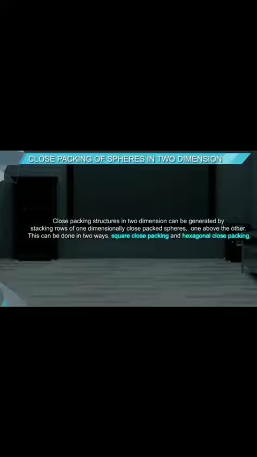Now, close packing of spheres in two dimension. The closed packing structures in two dimension can be generated by placing the rows of close packed spheres one above the other. Now these rows are arranged in one dimension and we are going to place these rows one above the other. Now there are two ways of placing the second row over the first row. The first one is a square close packing and the second is hexagonal close packing.